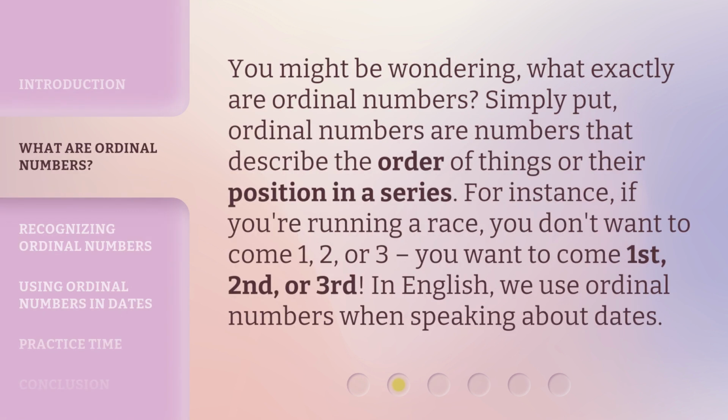You might be wondering, what exactly are ordinal numbers? Simply put, ordinal numbers are numbers that describe the order of things or their position in a series. For instance, if you're running a race, you don't want to come 1, 2, or 3, you want to come first, second, or third. In English, we use ordinal numbers when speaking about dates.